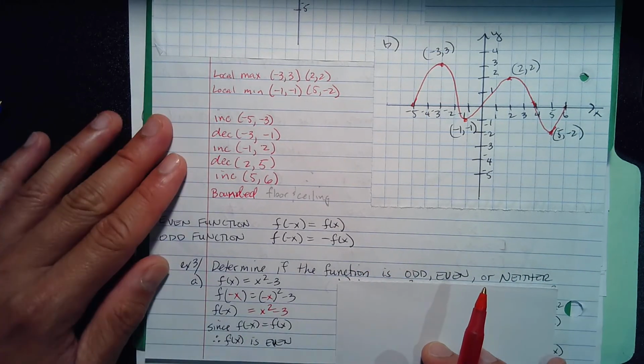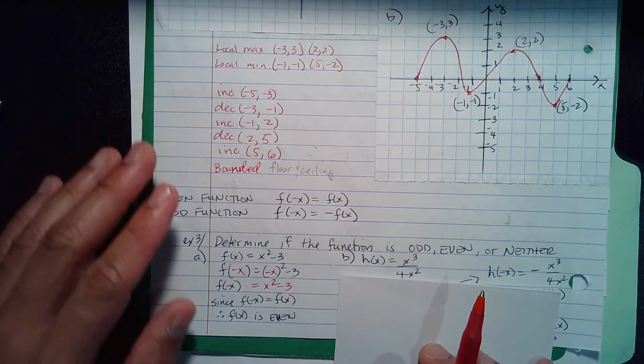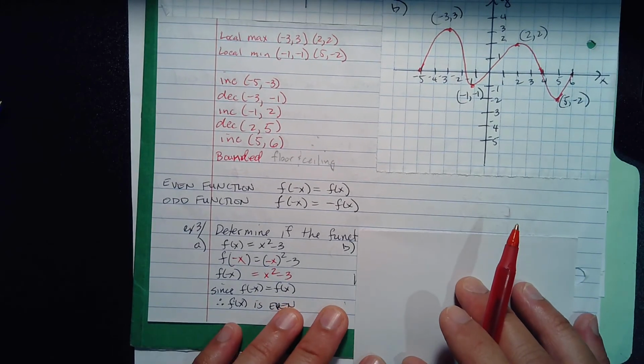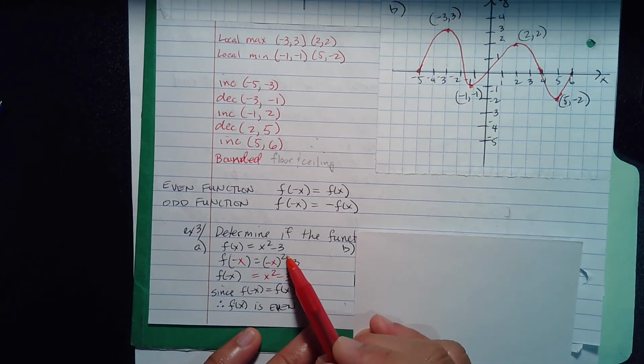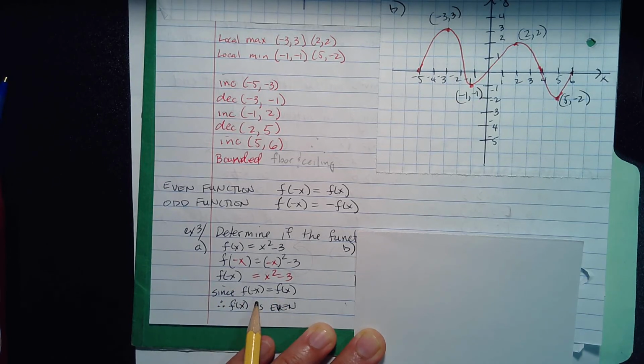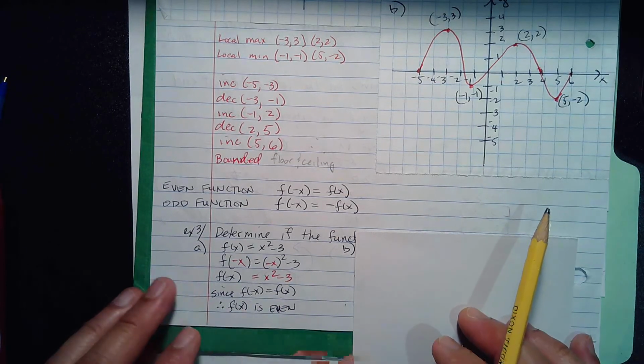Example 3: determine if the function is odd, even, or neither. Here is f of x equals x squared minus 3. Substitute negative x wherever you see an x. Negative x squared is x squared. Now, this is the exact same value as that. Therefore, when we substitute negative x in for x, we get the exact same function. So f of negative x equals f of x, therefore f of x is even.